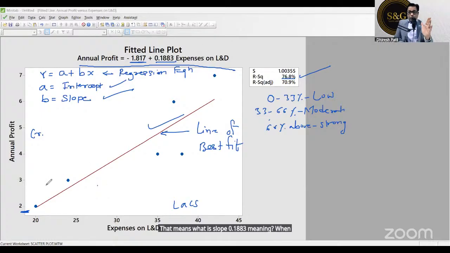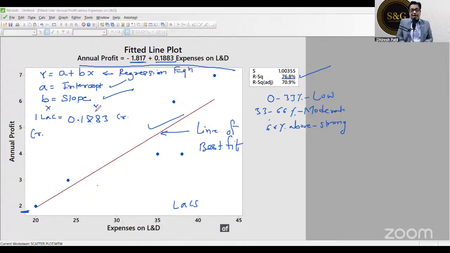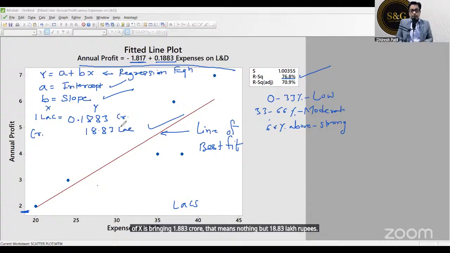When I add 1 lakh rupees of expenses in L&D, from 20 to 21, 21 to 22, and so on, it brings 0.1883 crore rupees of profit. So 1 lakh input of x is bringing 0.1883 crore, which is nothing but 18.83 lakh rupees. So 1 lakh input in my L&D expenses is giving me a profit of 18.83 lakhs. And this is called the slope.